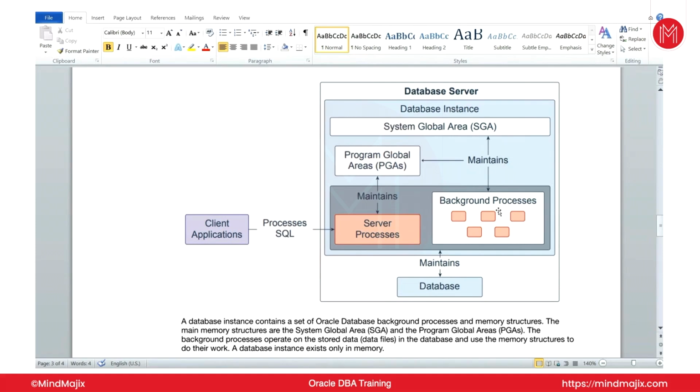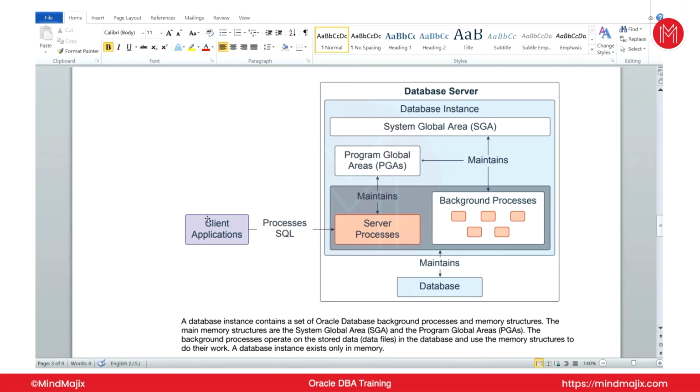Now, we have seen what the server process does. The server process is also called the foreground process. There is another set of processes, which are background processes. What do background processes do? They do a lot of database work. Let me give you one example. If the client is inserting data, the client will keep its data here. It is the responsibility of background processes to write the data into data files from the instance.